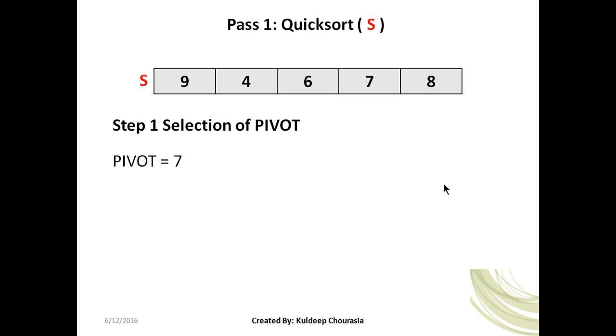So let's begin. This is pass 1. Every time I execute the Quicksort algorithm I call it a pass. Step 1, as you remember, is selection of pivot. We can select any element from the given set as pivot. So let us select 7 as pivot. I have highlighted it with blue color. 7 is selected as pivot.